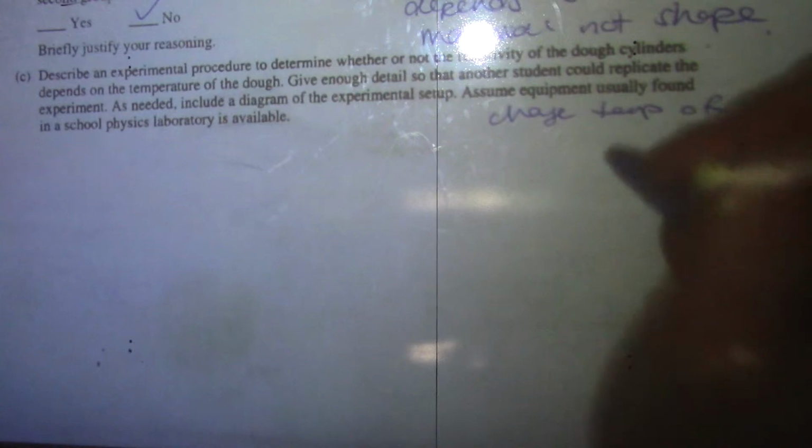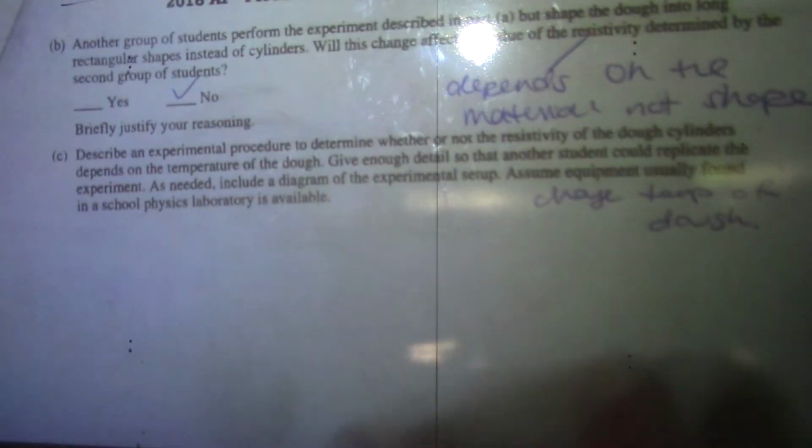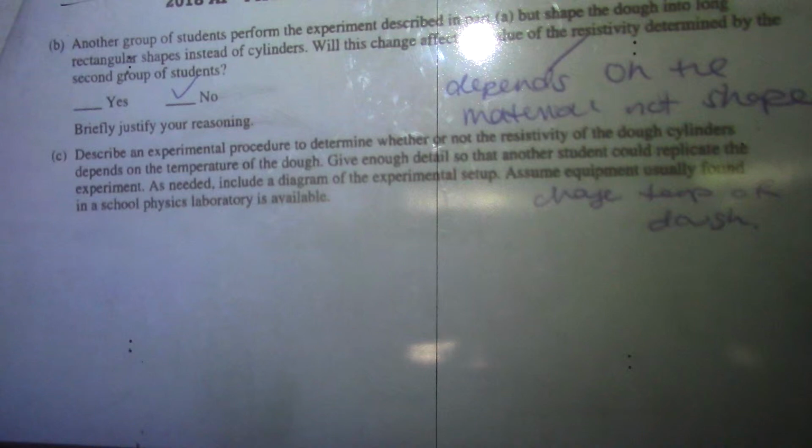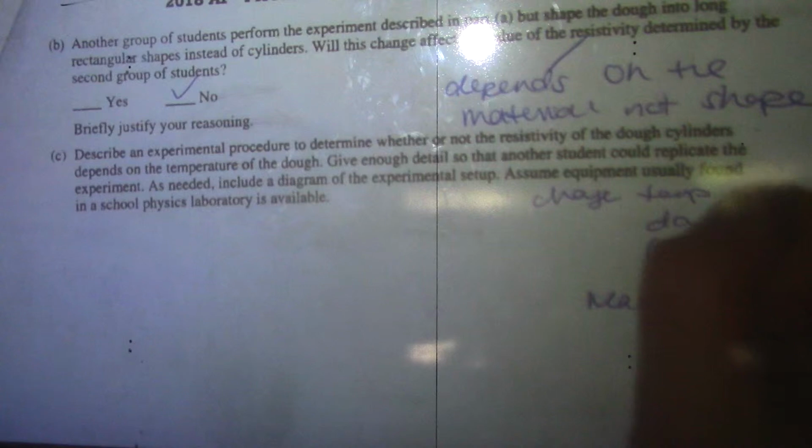Okay, we want to describe an experimental procedure to determine whether or not the resistivity depends on the temperature of the dough. For sure, you're going to get a point for just knowing to change the temperature of the dough. So how would you change the temperature of the dough? Typical lab equipment to change temperature would be a hot plate, right? So I'm going to just make notes off to the side. Use a hot plate to increase the temperature. I want to actually measure the temperature, so measure using a thermometer, right?